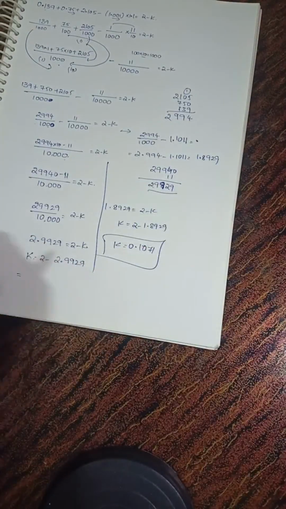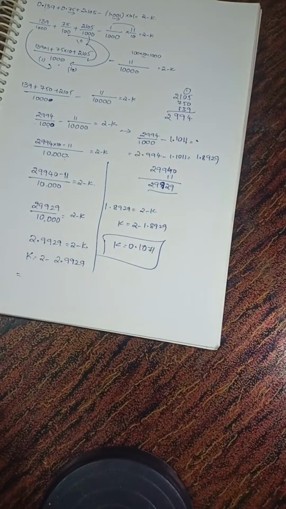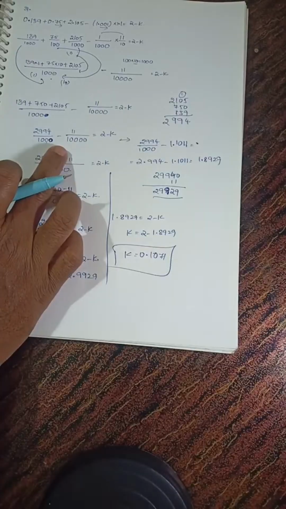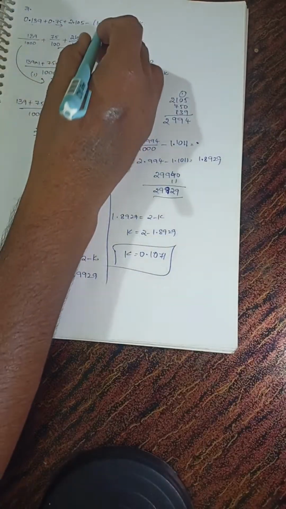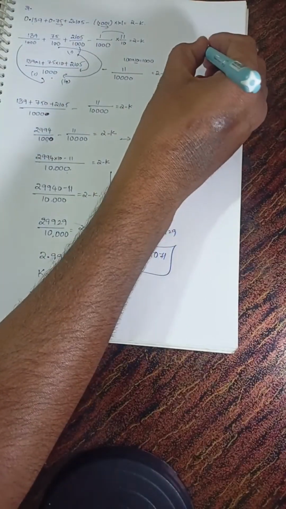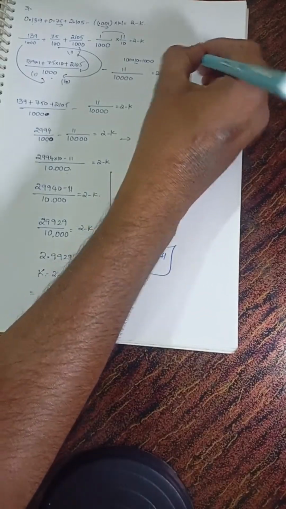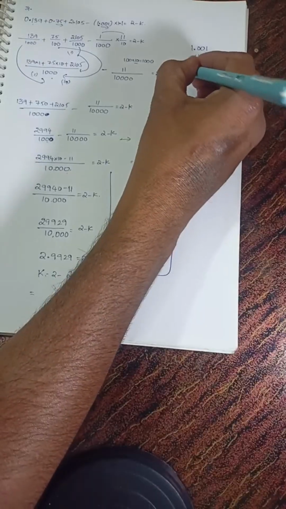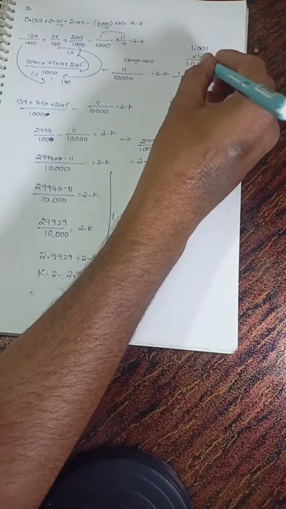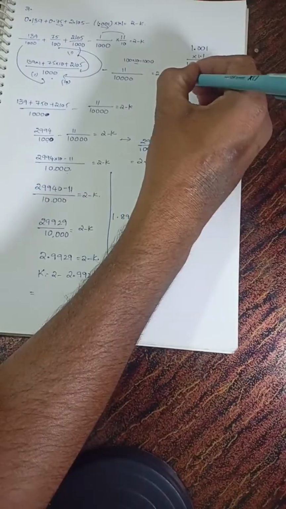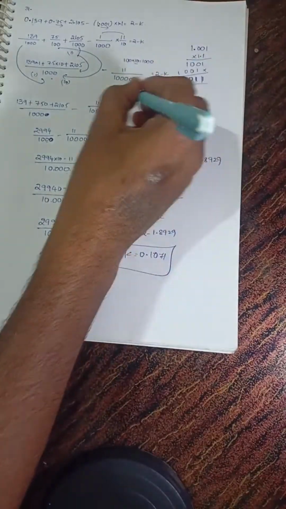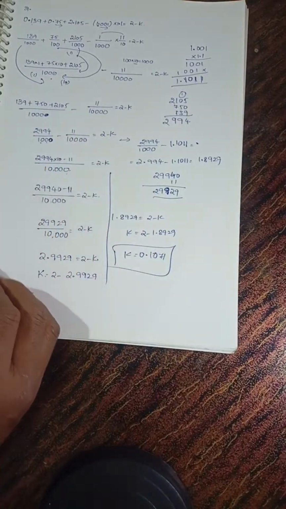So if you want me to explain the next problem, from here onwards I'm going to explain once again. See carefully. When you multiply 1.001 into 1.1, what are you getting? 1001 into 11, so 11011, so we are getting 1.1011. That one we are going to subtract from 2.994.